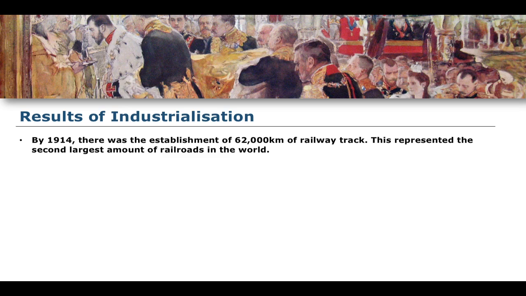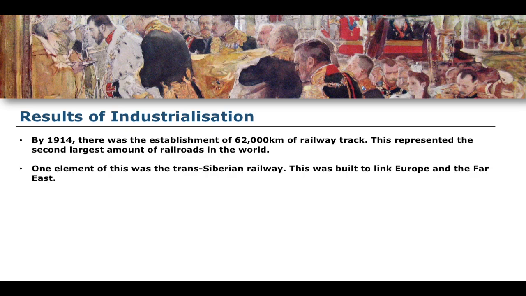The result of this was that by 1914, there was the establishment of a further 62,000 kilometers of railway track. This actually represented the second largest railroad system in the world. One element of this was the Trans-Siberian Railway. The Trans-Siberian Railway, for those who don't know, links essentially Europe to the Far East.